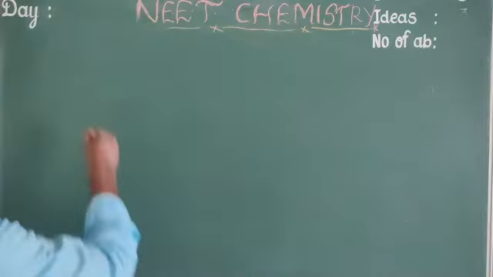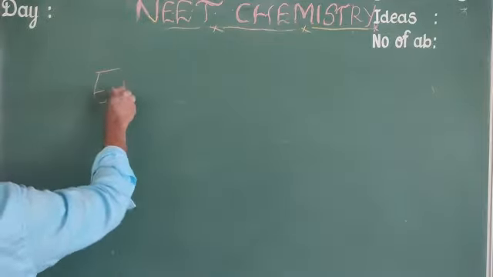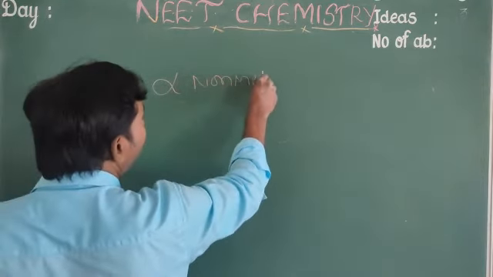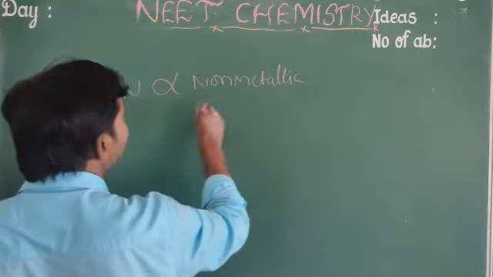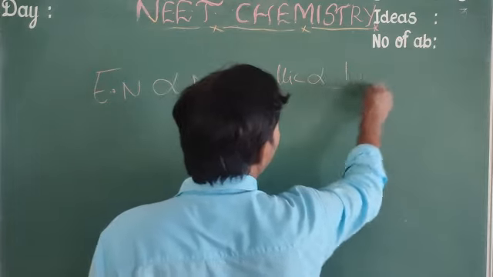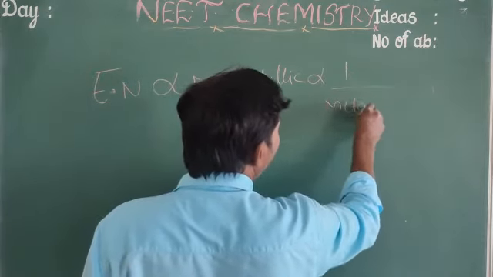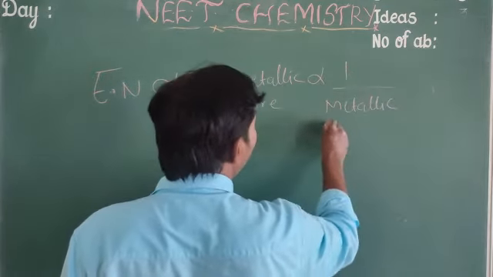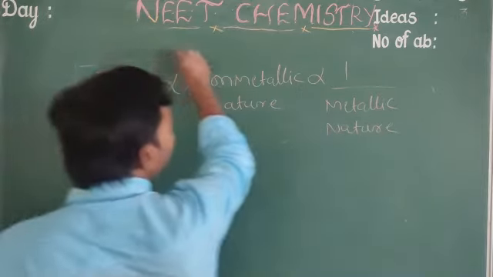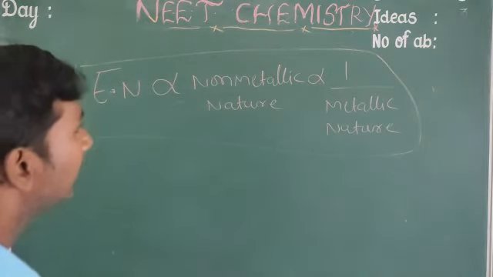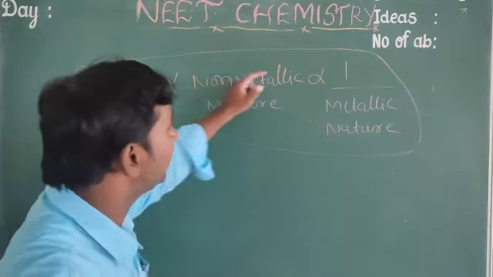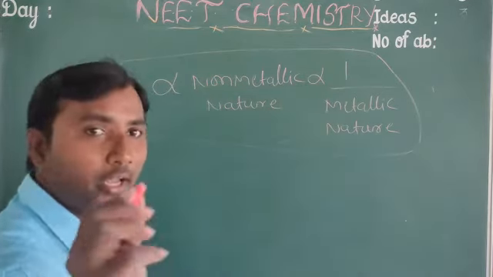That's why electronegativity is directly proportional to non-metallic character, non-metallic nature, and inversely proportional to metallic nature. Electronegativity is directly proportional to non-metallic nature and inversely proportional to metallic nature.